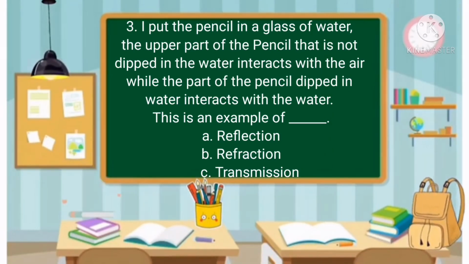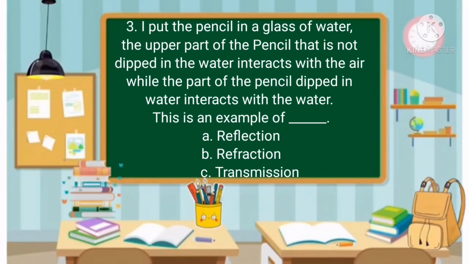Number 3. I put the pencil in a glass of water. The upper part of the pencil that is not dipped in the water interacts with the air, while the part of the pencil dipped in water interacts with the water. This is an example of A. Reflection, B. Refraction, C. Transmission.